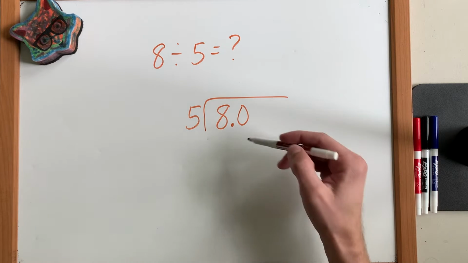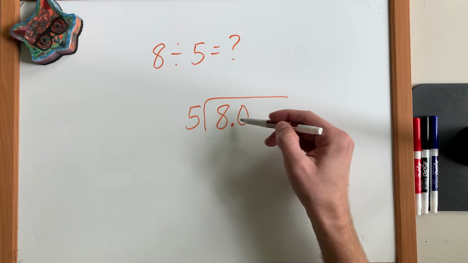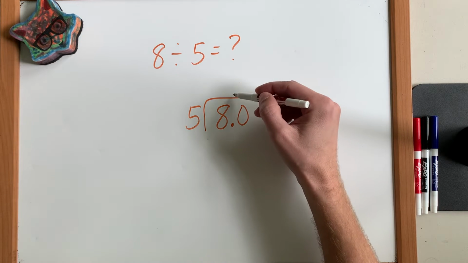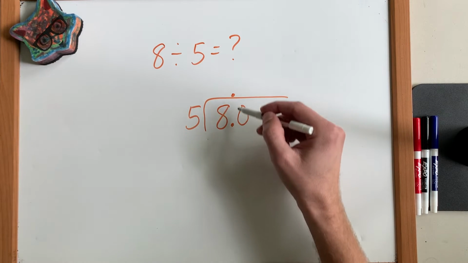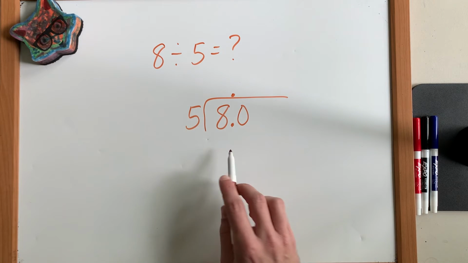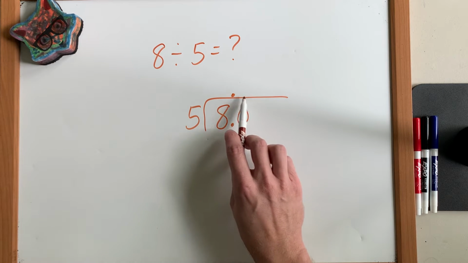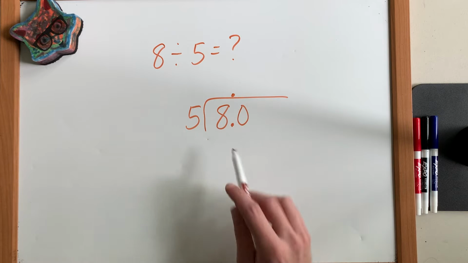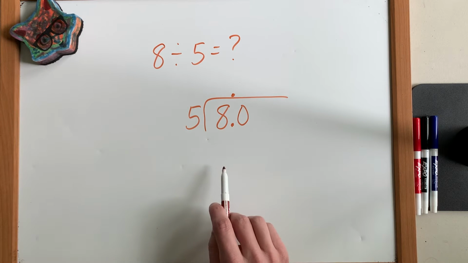When you do this, it's very important to treat the decimal just like a place value, and we want to right away put it up in the quotient, right above where it is in the dividend. That way our decimal point won't get lost and end up giving us a wrong answer.